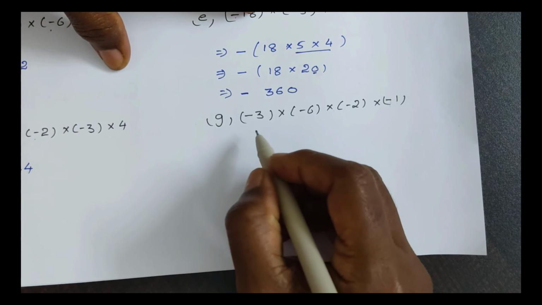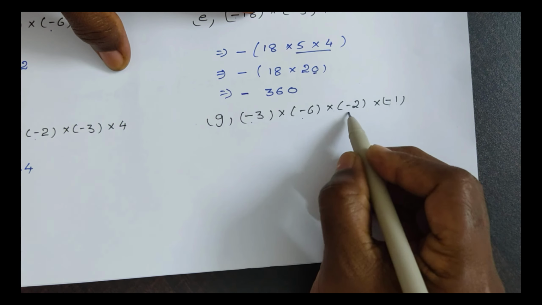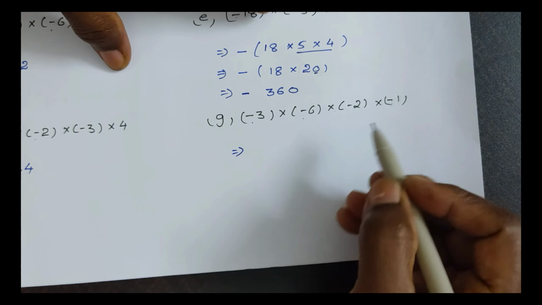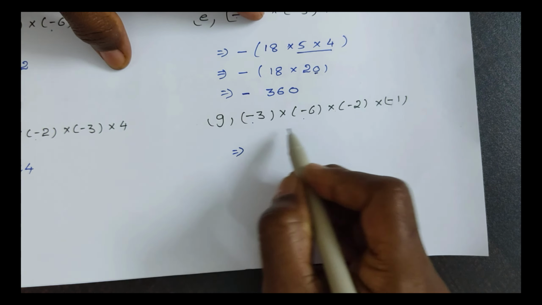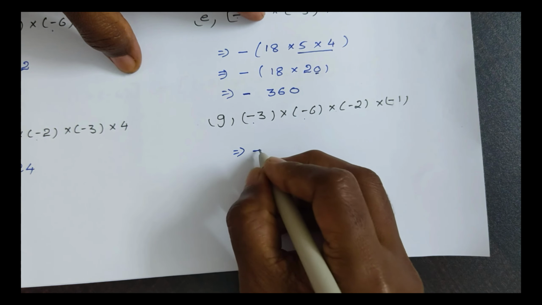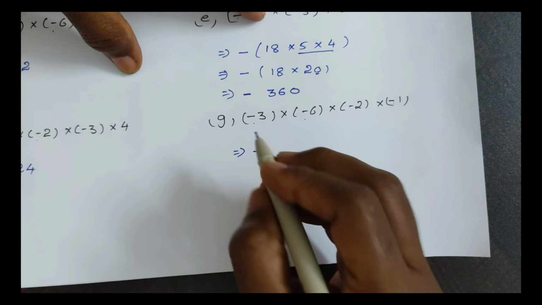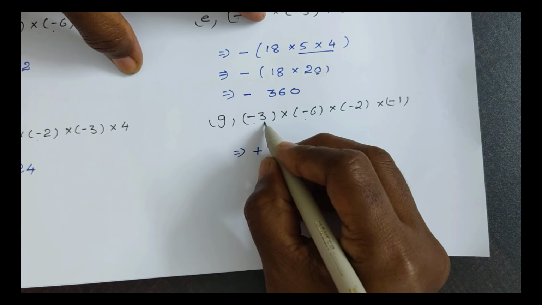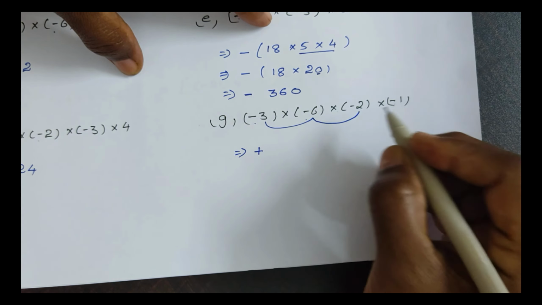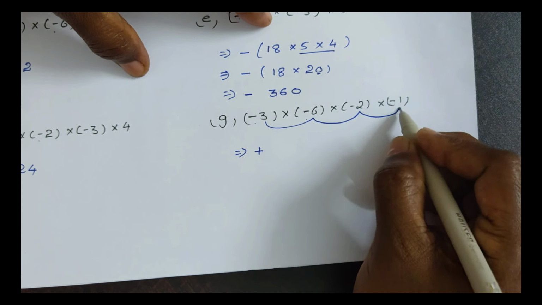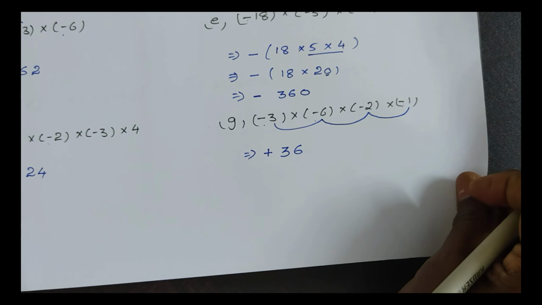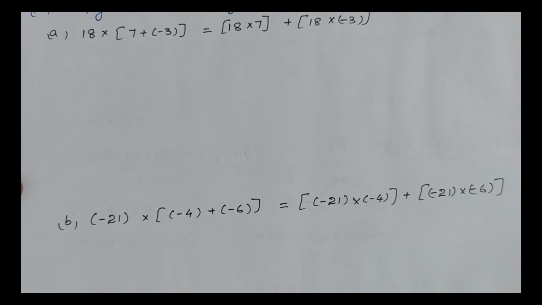The next question. Now let us again count the negative signs. 1, 2, 3, 4. So there are even number of negative signs. 4 is an even number. That means the final product will always be positive. Now start multiplying the numbers. 3 times 6 is 18. 18 times 2 is 36. 36 times 1 is again 36. So the final answer is 36. Now moving on to the next question.